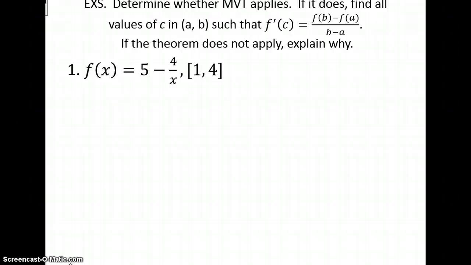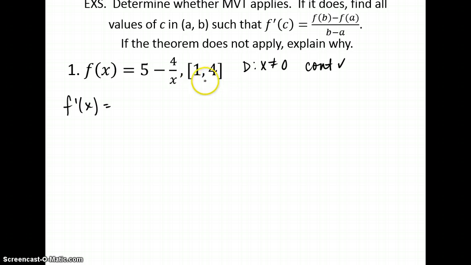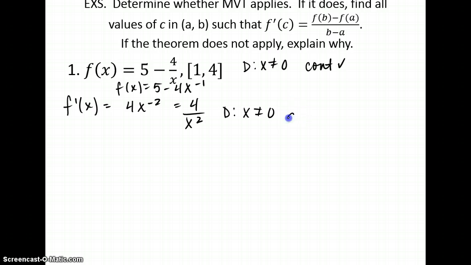Determine if the mean value theorem applies. If it does, then we use the conclusion. Okay, f of x is given. The domain is that x can't equal 0. 0 is not in the interval, so the function is continuous everywhere. The derivative, if I rewrite f of x as 5 minus 4x to the negative 1, I get 4x to the negative 2. Same domain for the derivative, x can't equal 0. 0 is not in the given interval, so it's differentiable everywhere.